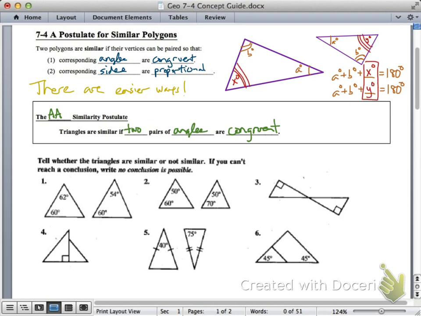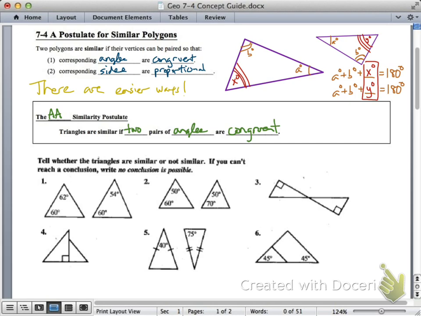Well, what else has to be equal? The third angle, which means we have similar polygons. Of course, similar polygons means that the sides will then be proportional. So if you have two angles that are congruent, then the third angle has to be congruent, and then the sides, therefore, will end up being proportional. The polygons are similar.